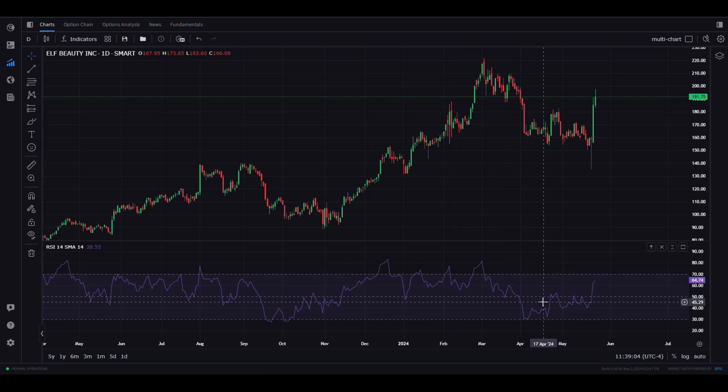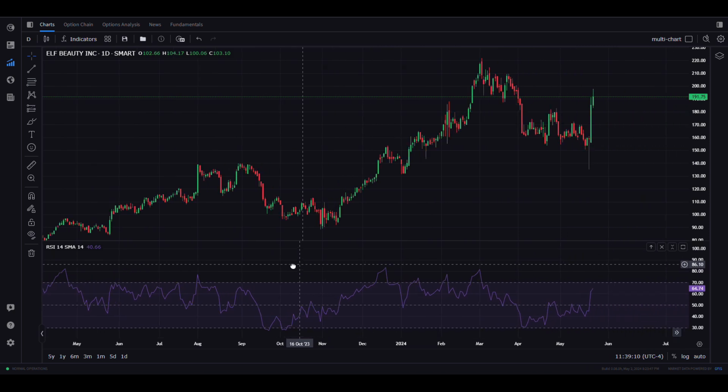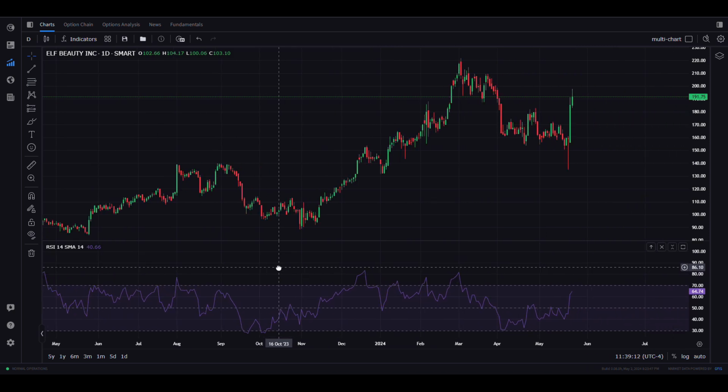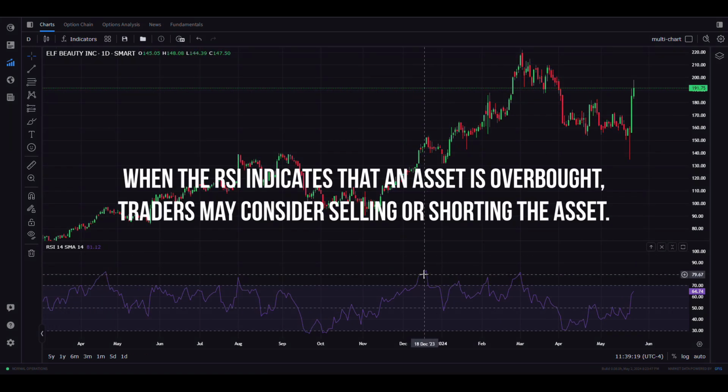I like to set my RSI signals at 80 overbought and 30 oversold. I do this to filter out some of the short-term noise, as equities markets can stay overbought for quite some time. Traders often use the RSI to identify potential entry and exit points in the market.